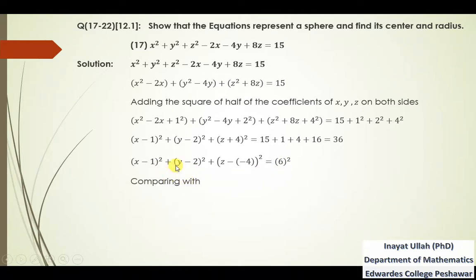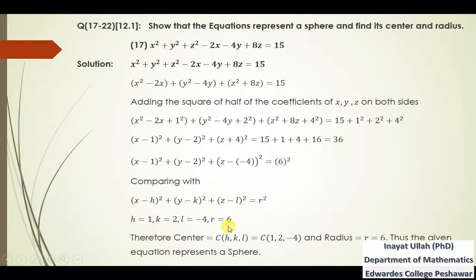Now this looks like the standard equation of a sphere. Comparing this equation with the standard equation of a sphere, we get h is equal to 1, k is equal to 2, l is equal to minus 4, and r is equal to 6. So those are the values. Therefore the center, which is (h, k, l), is (1, 2, minus 4), and the radius is 6. So this equation represents a sphere with center (1, 2, minus 4) and radius 6.